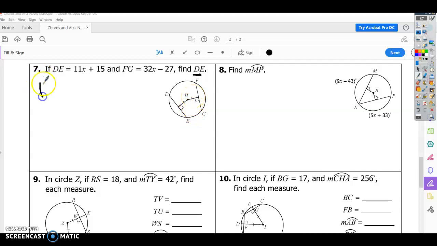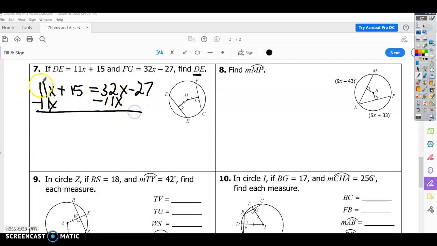So we're going to say 11x plus 15 equals 32x minus 27. All right, so I'm going to subtract 11x. You can subtract from either side. I usually try to leave myself with a positive number. I've learned over the years working with students, you're less likely to lose a negative sign if you do that. But you can certainly do it the other way.